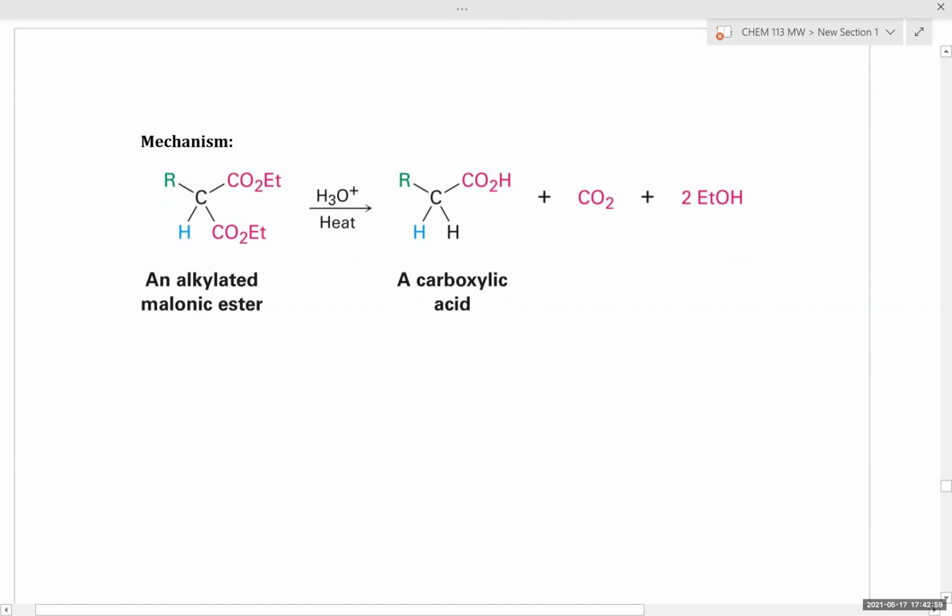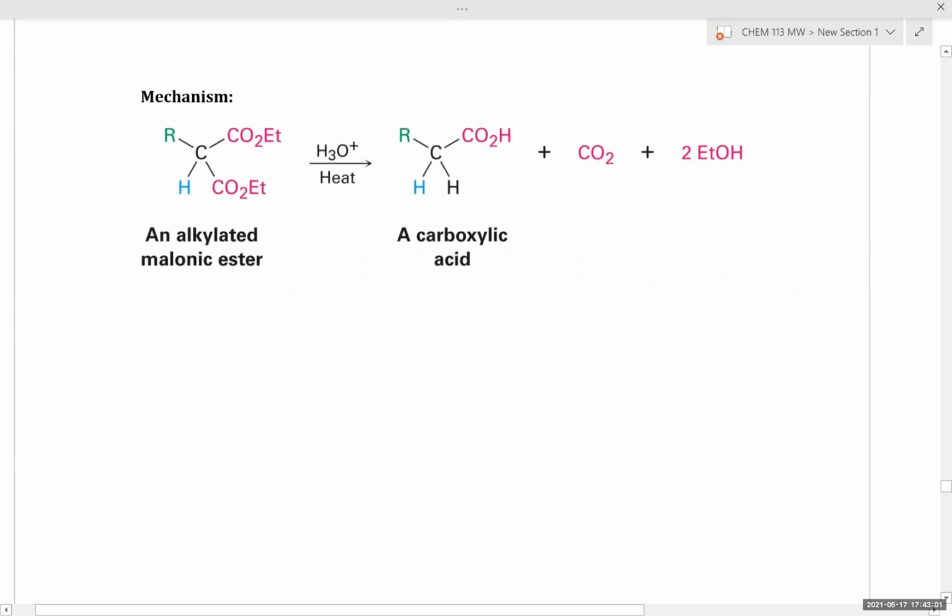So let's just walk through the full mechanism for decarboxylation, starting from the alkylated malonic ester. So suppose we have an alkylated malonic ester, and we want to prepare the corresponding carboxylic acid. Well, first, we can hydrolyze this ester and decarboxylate in the same reaction pot.